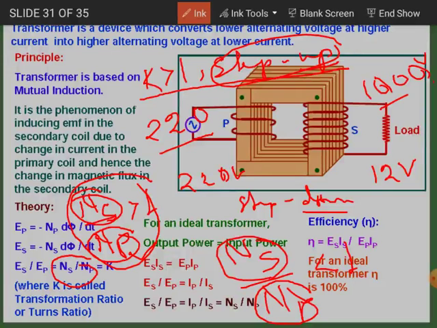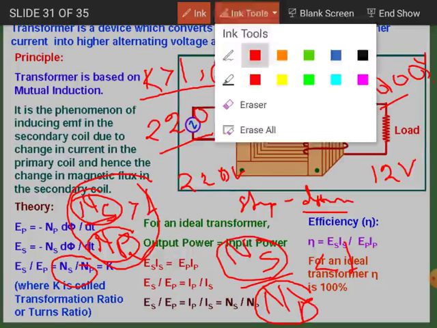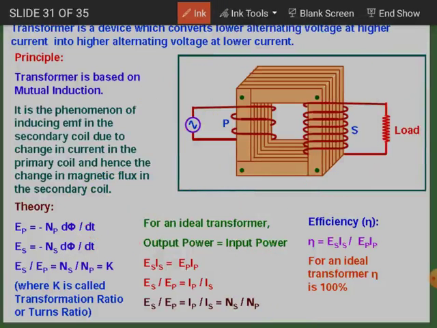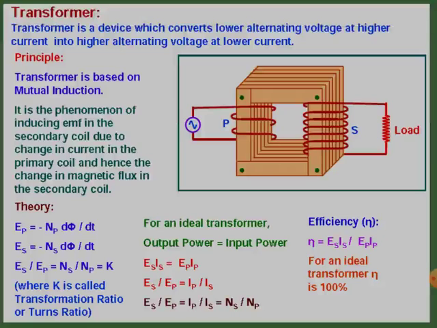Okay, now this ratio, either of the output voltage to the input voltage, or the ratio of the total number of turns of the secondary coil to that of the primary coil, we call this the transformation ratio. So depending upon this, there will be two types of transformer, as I said. If K is greater than 1, transformation ratio greater than 1, then that type of transformer is known as a step up transformer. If this K is less than 1, then we will call it a step down transformer.